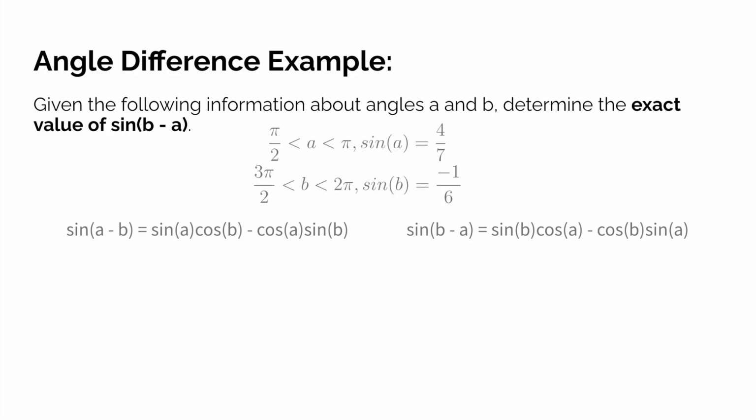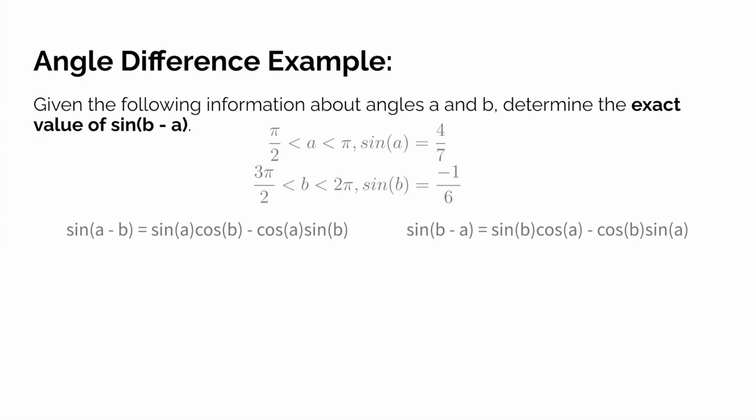Our problem, however, asks us for sine of B minus A, not A minus B. This is the same as simply relabeling our angles, and so we can just switch which ones we plug in using our identity. So instead of sine of A cosine of B in the first term, we'll have sine of B cosine of A, and for the second term, instead of cosine of A times sine of B, we'll have cosine of B times sine of A. In this equation, we need cosine of A and cosine of B. We do not have those values yet, so that is what we will do next.